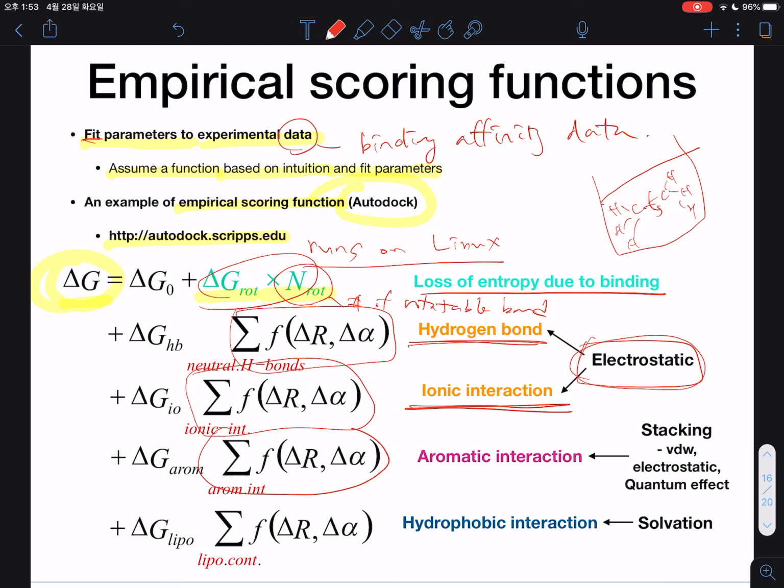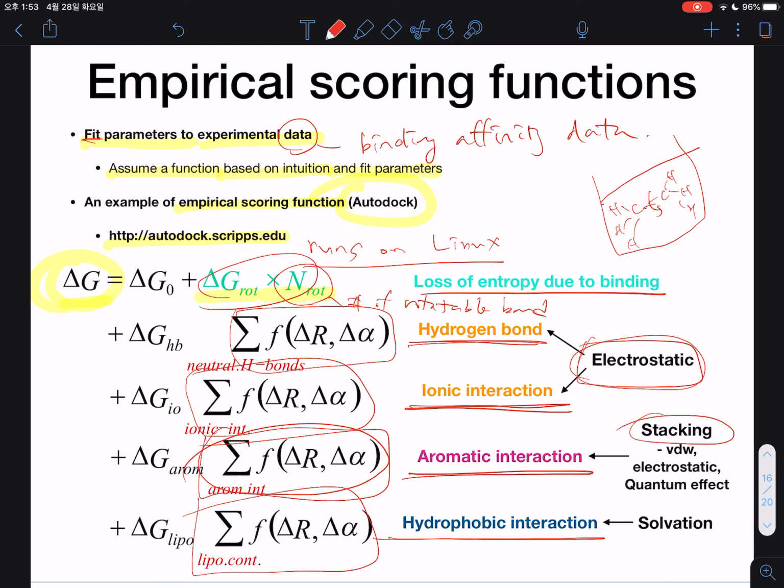They also considered aromatic interaction. The aromatic interaction is sometimes called pi stacking or stacking interaction. I'm going to talk in a little more detail later, but a stacking interaction is a special interaction between rings. Aromatic rings are known to interact quite strongly with each other, so they introduced this term to take that effect into account. And the final term is about the hydrophobic interaction. This term is considering solvation free energy.